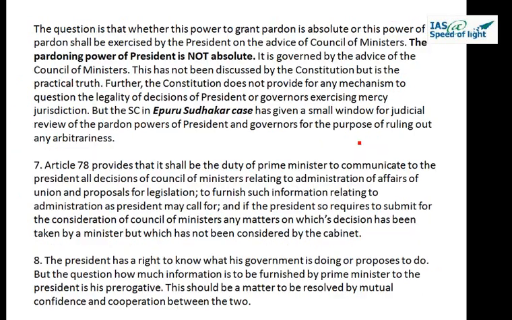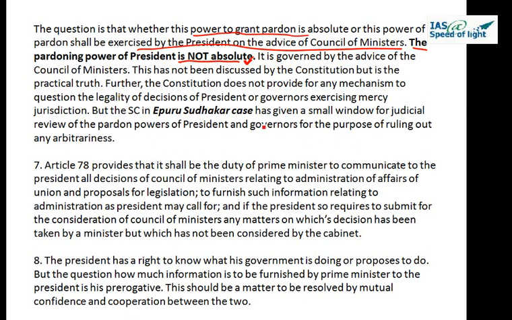The question is whether this power of granting pardon is absolute, or whether this power shall be exercised by the President on the advice of the Council of Ministers. So the answer is that the pardoning power of the President is not absolute and it is governed by the advice of the Council of Ministers. Though these things are not explicitly mentioned in the Constitution, this is a practical truth.